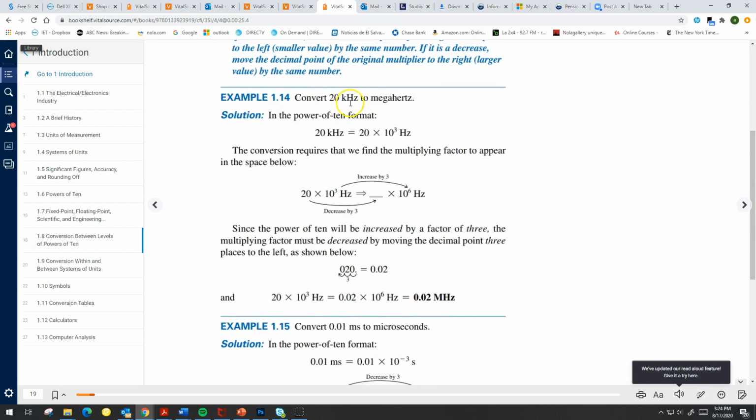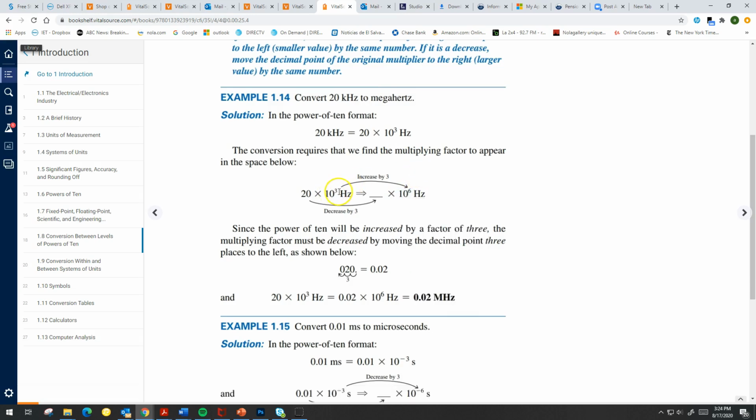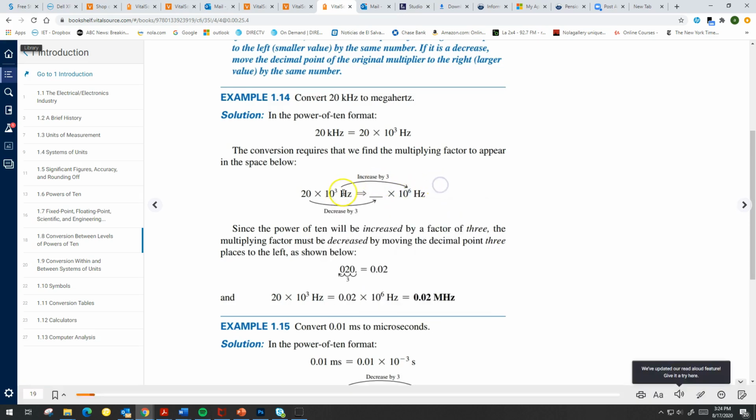In this example, we want to convert 20 kilohertz to megahertz. How do I write kilohertz in terms of megahertz? The idea is that 20 kilohertz is the same as 20 times 10 to the 3 hertz, because kilo means 10 to the 3rd. In this conversion, I want the answer in megahertz, or 10 to the 6. So I want to go from kilo to mega, or from 10 to the 3rd to 10 to the 6.